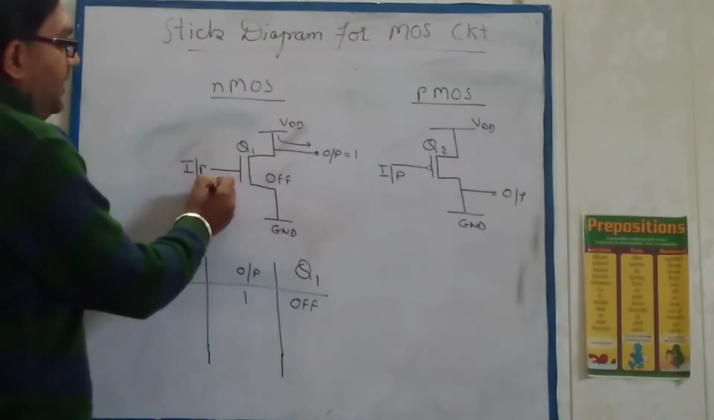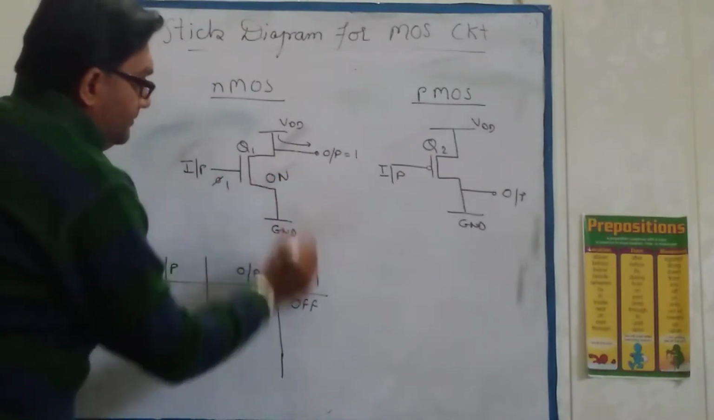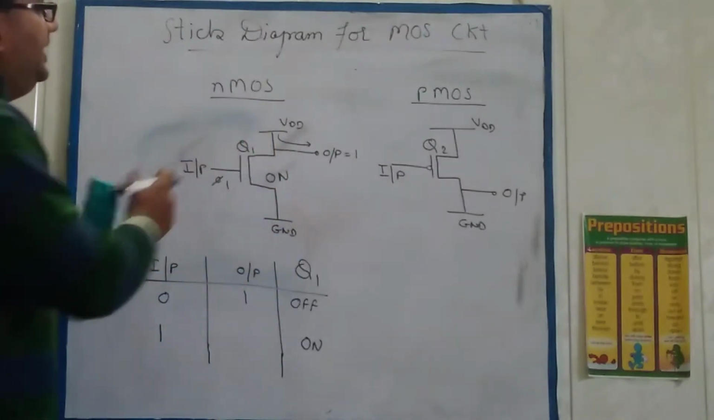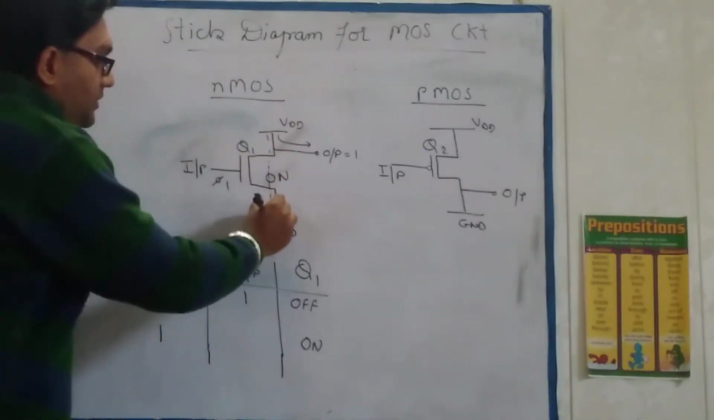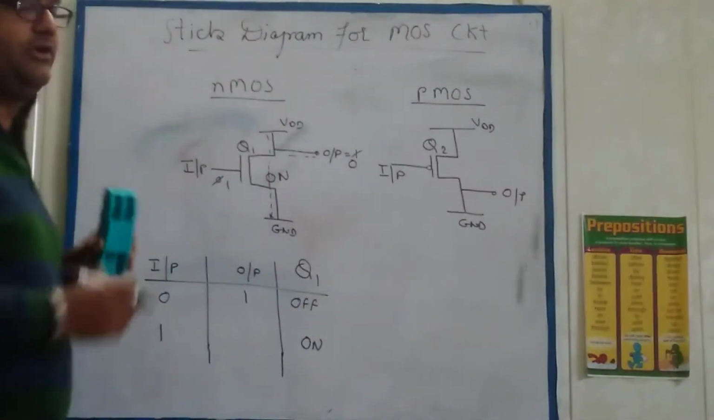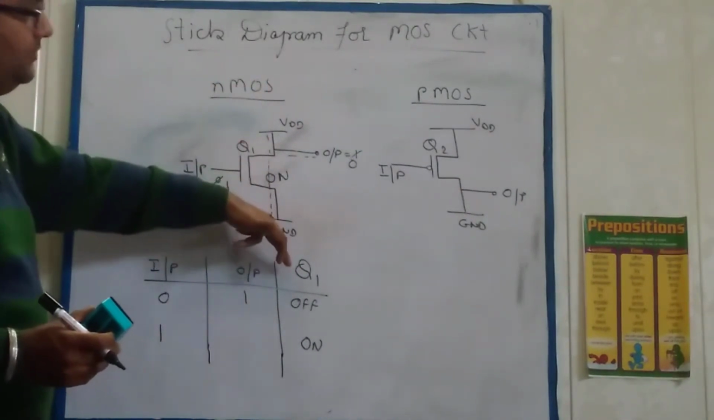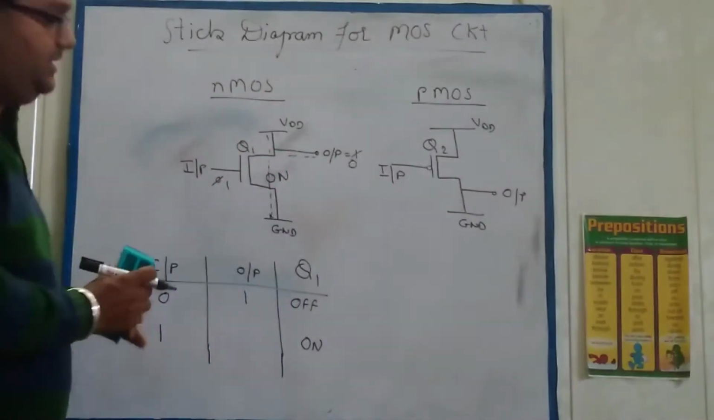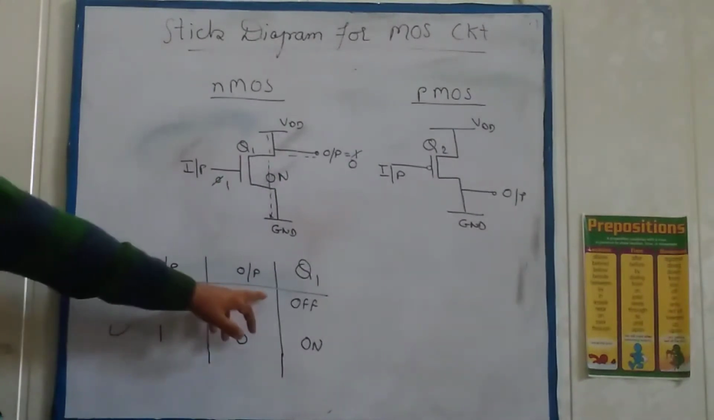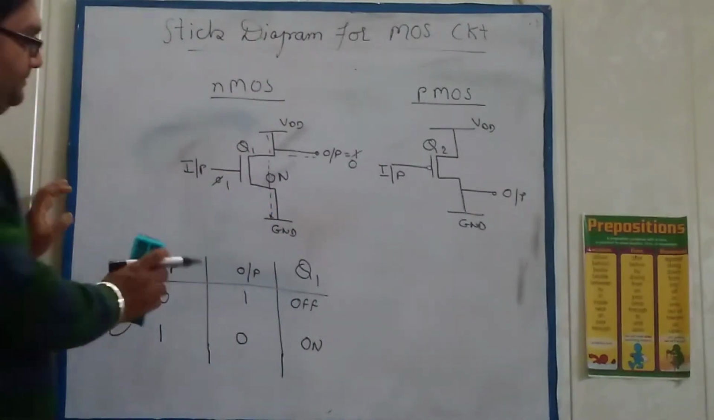Second, if I apply input as 1, the transistor will be on. Now if the transistor is on, the VDD directly gets a path to the ground. So what you will get at this output now is 0, because the VDD gets the path to the ground. The supply directly goes to ground and we get 0 at the output. Right. So if you take these two conditions, if I apply 0 you will get 1, if I apply 1 you will get 0. So that means it will act as an inverter.